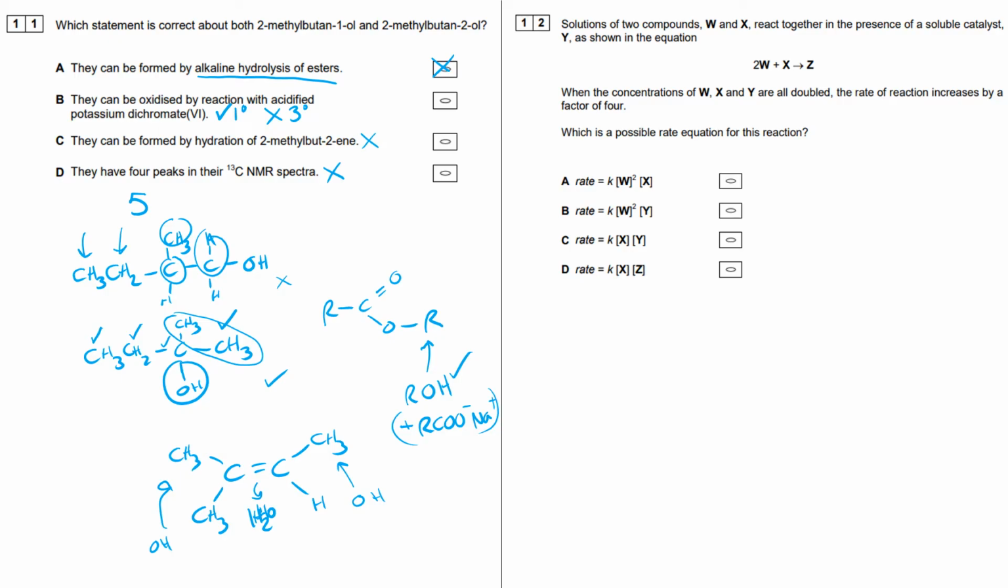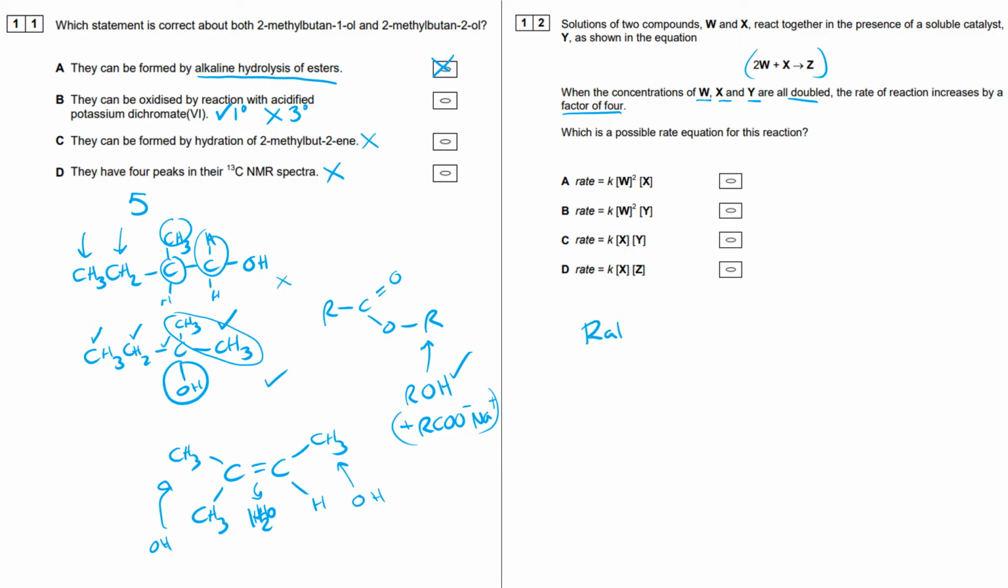Question 12. Solutions of the two compounds W and X react together. Here's your balanced equation. That's got nothing to do with the rate equation, so we can ignore that. When all W, X and Y are doubled, the rate increases by a factor of 4. So what's a possible rate equation? So we're looking at the overall order here, really, to start off with.